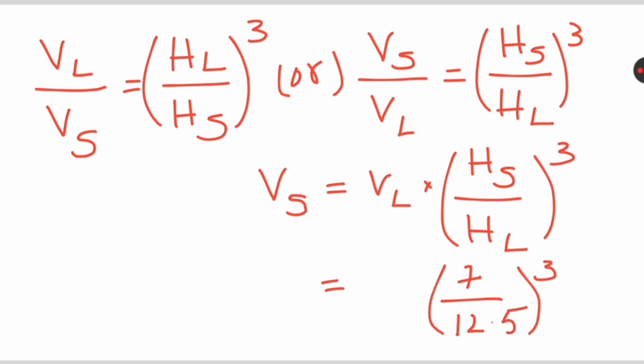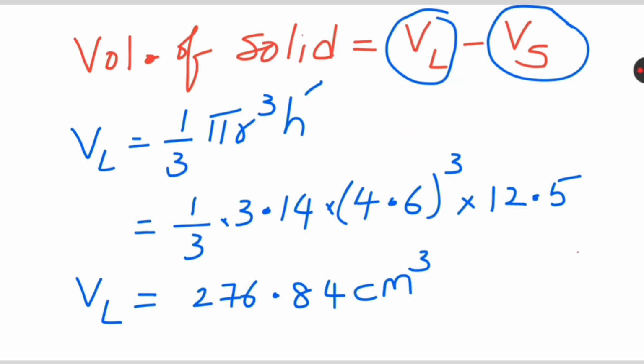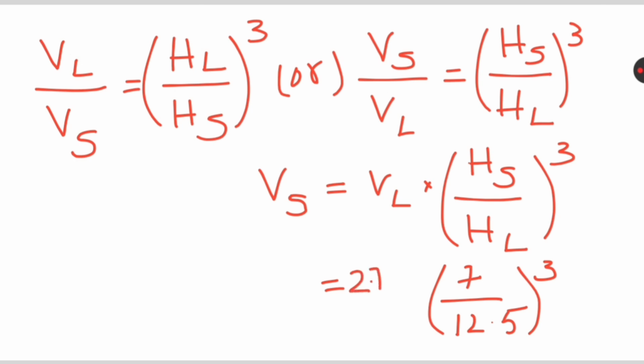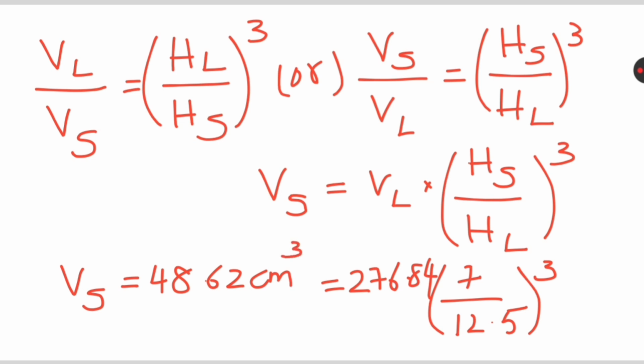And just now we found that the volume of the larger cone is 276.84. So let's take 276.84. Using a calculator, after doing the calculations, we get the volume of the smaller cone, that is 48.62 centimeters cubed. This is the volume of the smaller cone.